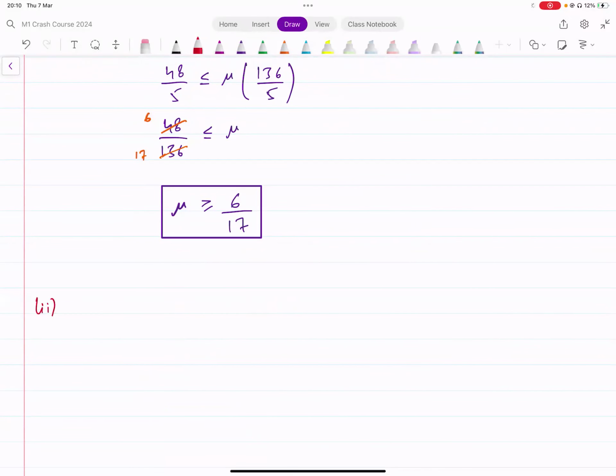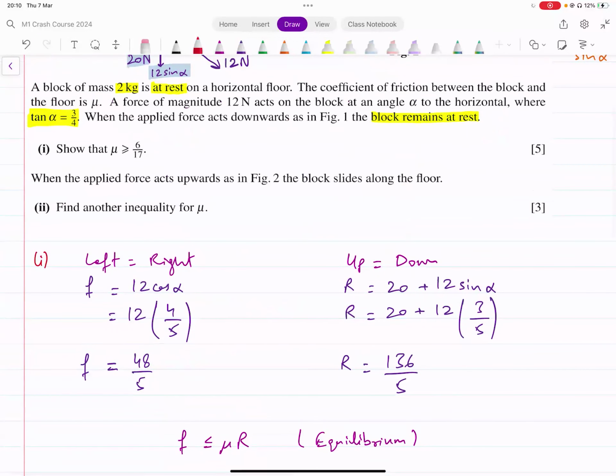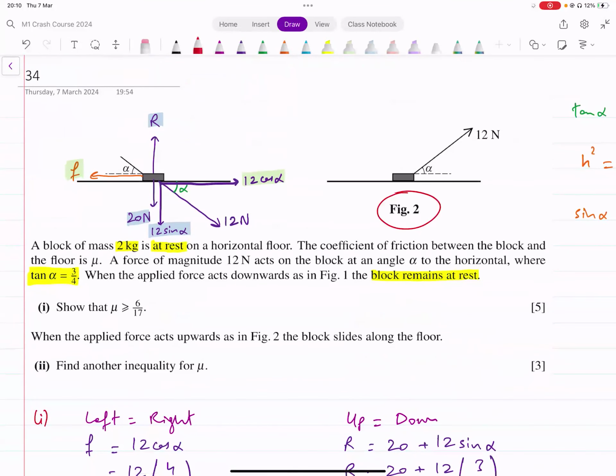Let's have a look at the second part now. Let's do the second part. Now, the second part says, when the applied force acts upwards as in figure 2, so now this is figure 2. Now the force 12 Newton acts in this direction. In this case, the block slides along the floor. Find another inequality for mu.